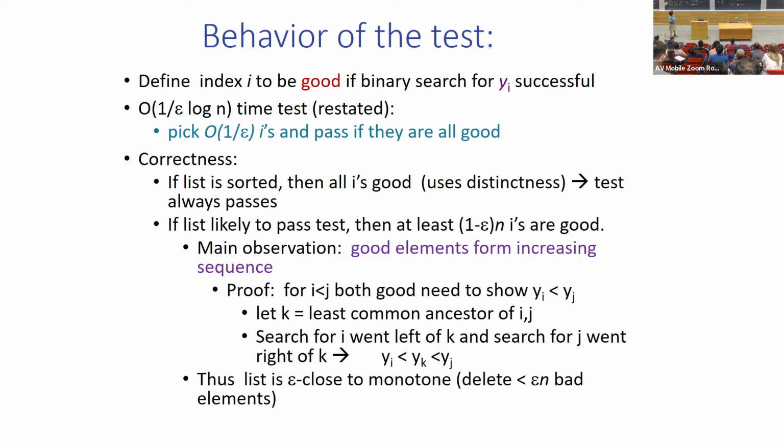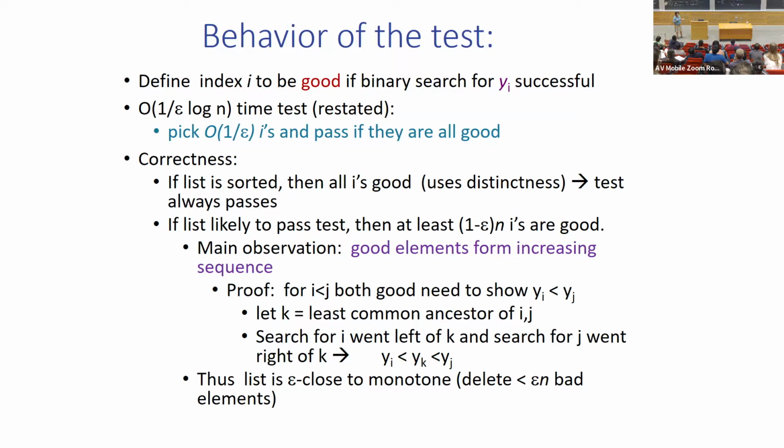All right, so pairwise, any two good elements are in the right order. If I take a whole group of good elements, they're all in the right order. They're mutually in the right order. And therefore, these 1 minus epsilon n good elements are all in the right order. And if I just delete the epsilon n bad elements, I'm left with a very large list that's monotone. So this original list was close to monotone. Okay, that's the whole thing.